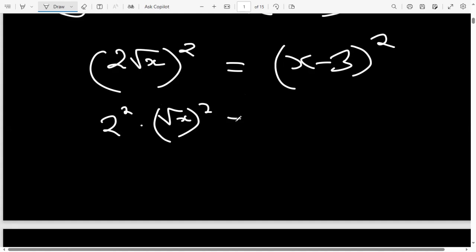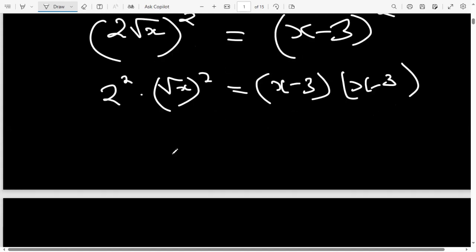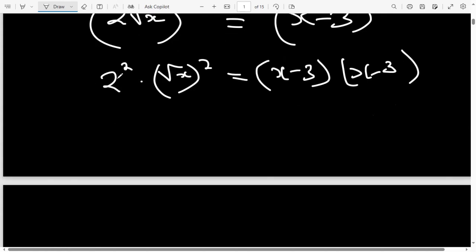On the other side, it means we just have x minus 3 multiplied by x minus 3. We know that this one we shall expand it: x minus 3, and then we have another x minus 3. Here the 2 squared is going to become 4. And then the root of x squared is just going to become x, equals, and then here we have to multiply this x with everything here and this minus 3 with everything here.